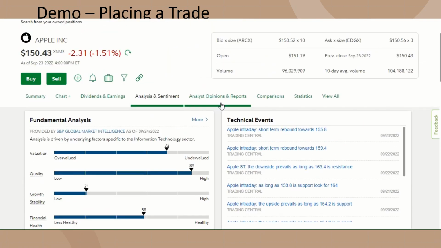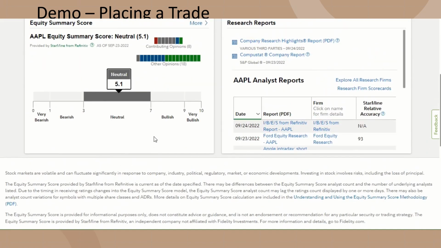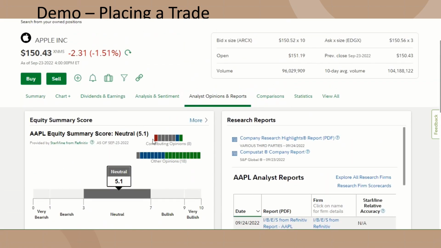Okay, so let's move on to analyst opinion and reports. So here you see the score is 5.1, where 3 to 7 is a neutral range. So it's neither bearish nor bullish. But to me, it's going down, so it's leaning more towards a bearish side. So that's about the analyst opinion.